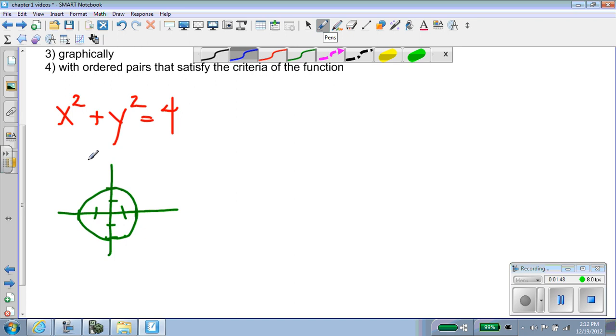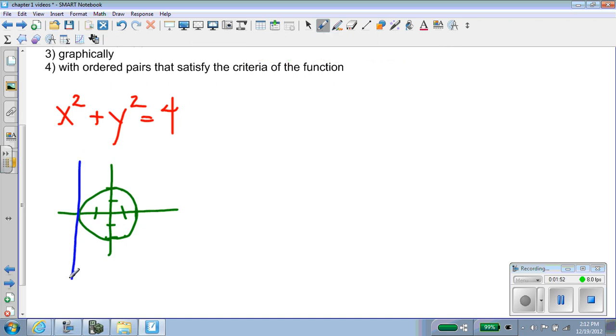You may remember something called the vertical line test. If you draw a vertical line and pass it across your function, if it really is a function, it will never intersect your graph in more than one place at a time. So we're seeing that we're intersecting our graph in more than one place at a time. So this is not a function.